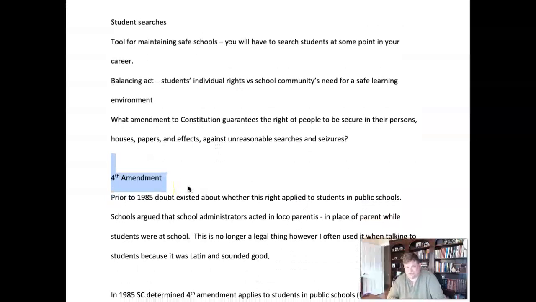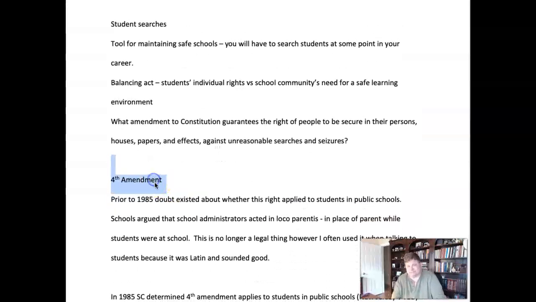We're going to talk about student searches. No matter what grade level you work at, sooner or later, you're going to have to search students. I've been a principal of an elementary, middle, and high school, and I've had to search.